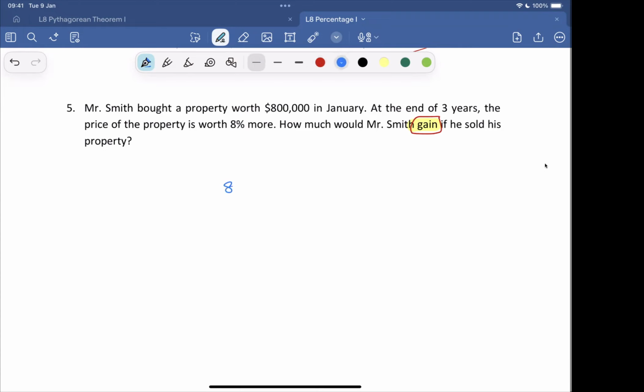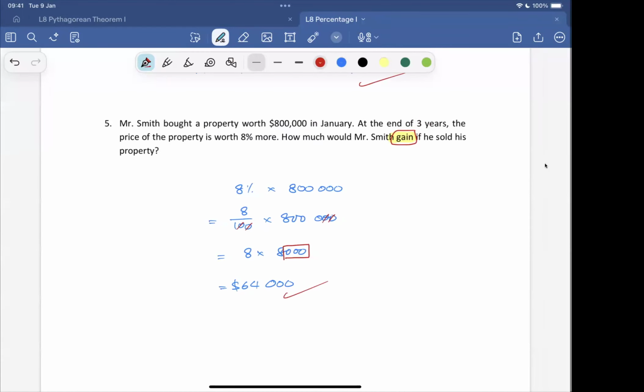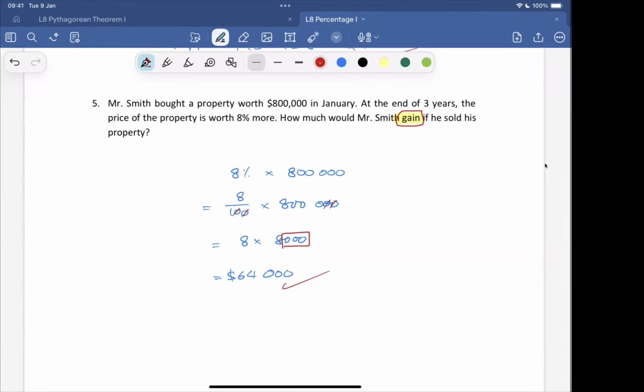So that will be 8% of 800,000. Cancel the zeros, 2 zeros gone. So now you have 8 times 8,000. So you ask yourself, what is 8 times 8? 8 times 8 is 64, right? Then you ask yourself, how many zeros? 3. Correct. So he will gain 64,000.